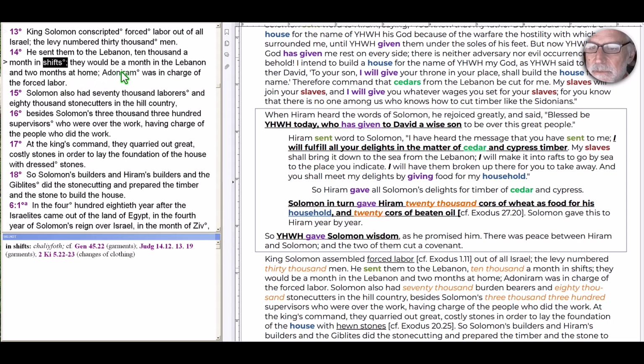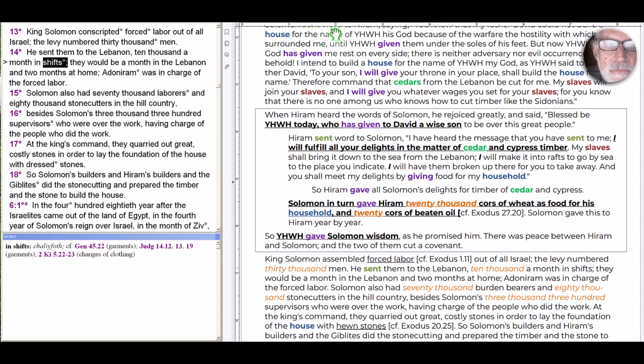Adoniram was in charge of it. Notice we don't know at this point that Hiram's people are also part of that. It just seems like Solomon is sending his people to do it, even after Hiram said, I will do it. This work is in the Lebanon to be doing the woodworking, but the stone cutting is in the land of Israel, as we'll see in a moment.